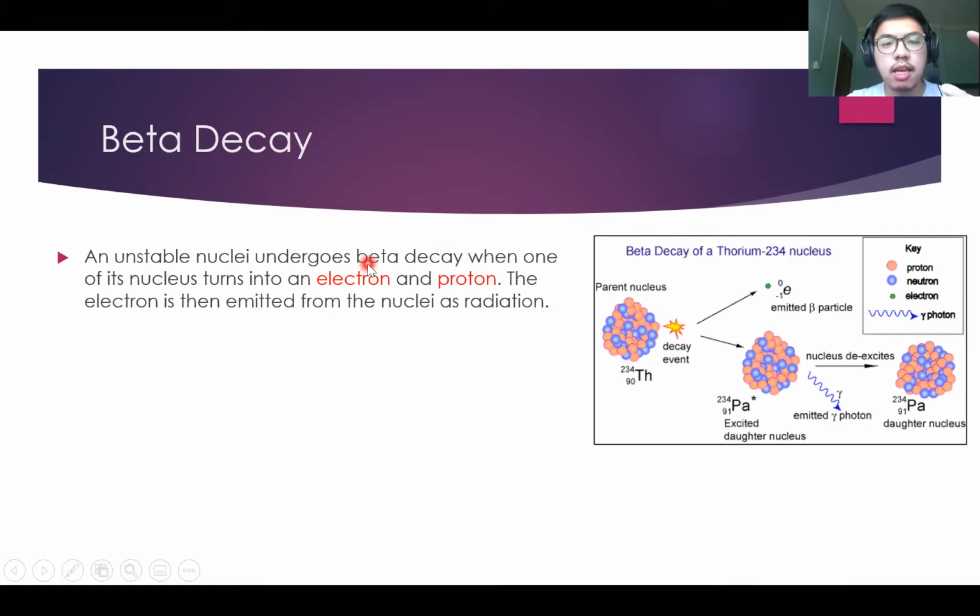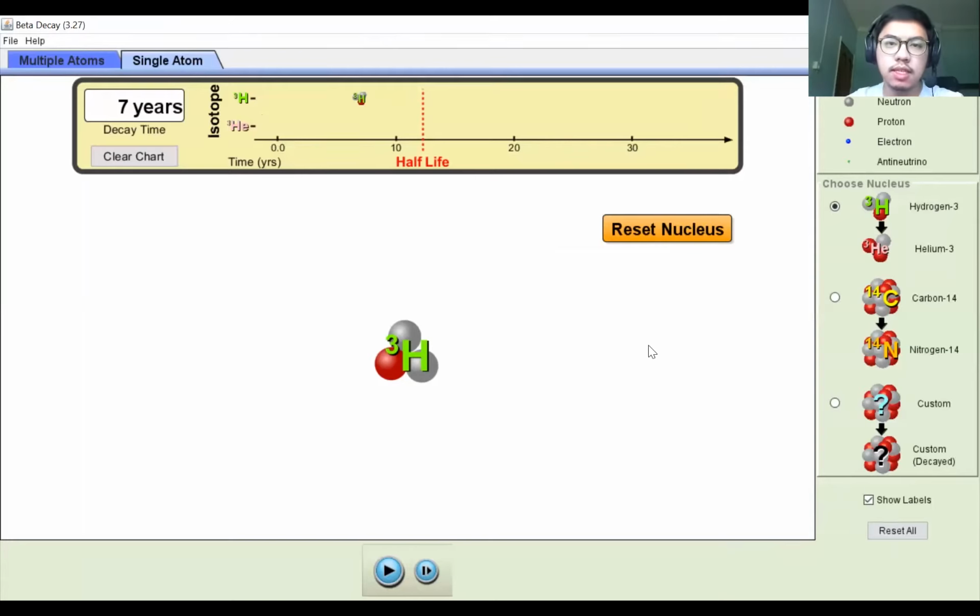Because it's unstable, what happens is one of the neutrons turns into an electron and a proton. And I will show you what that looks like in the animation. Okay, so this is the animation, or the simulation, that I'm talking about. Here we have hydrogen 3, otherwise known as tritium.